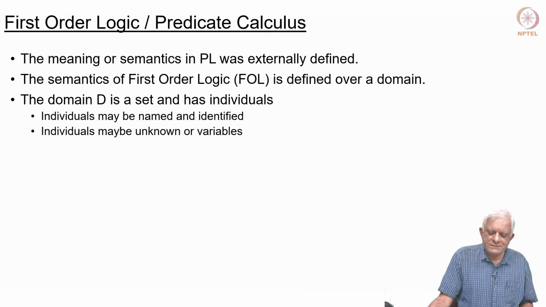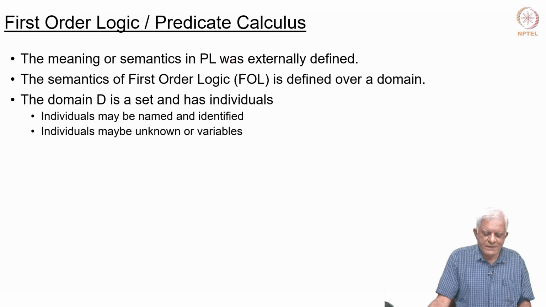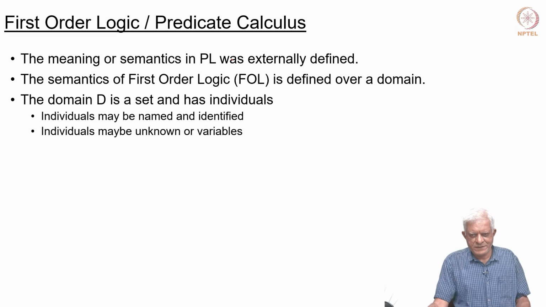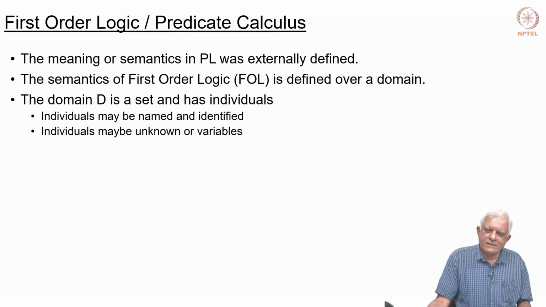The domain D is a set and has individuals in the language that we are talking about, first order logic, which is also called predicate logic. Individuals may be named or they may be identified. So, we may talk about Socrates for example, or Aristotle or Sumedha or Alice or whatever. Individuals may be named, or we can talk about numbers also, number 7, number 23 and that kind of thing. Individuals may also be unknown or variables.